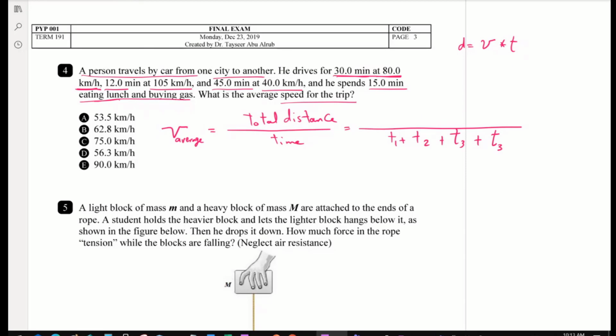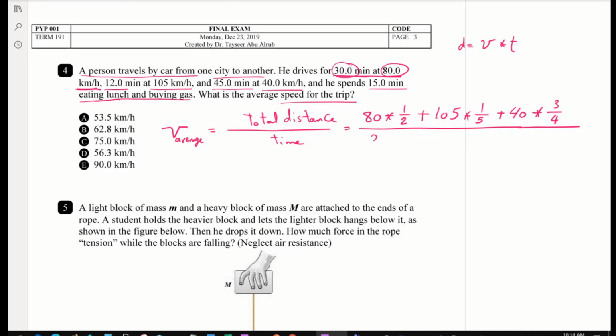So let's say what's D1? The speed times time. But take care that the speed is kilometer per hour, while the time is 30 minutes. So 80 times what? Half. 30 minutes is half an hour. So 30 over 60 plus the second stage, 105 kilometer per hour times 12 minutes. 1 over 5, which is 12 over 60. Okay, so each time I will divide over 60. Plus the third one is 40 kilometer per hour times 45 minutes. 3 over 4, 3 quarters.